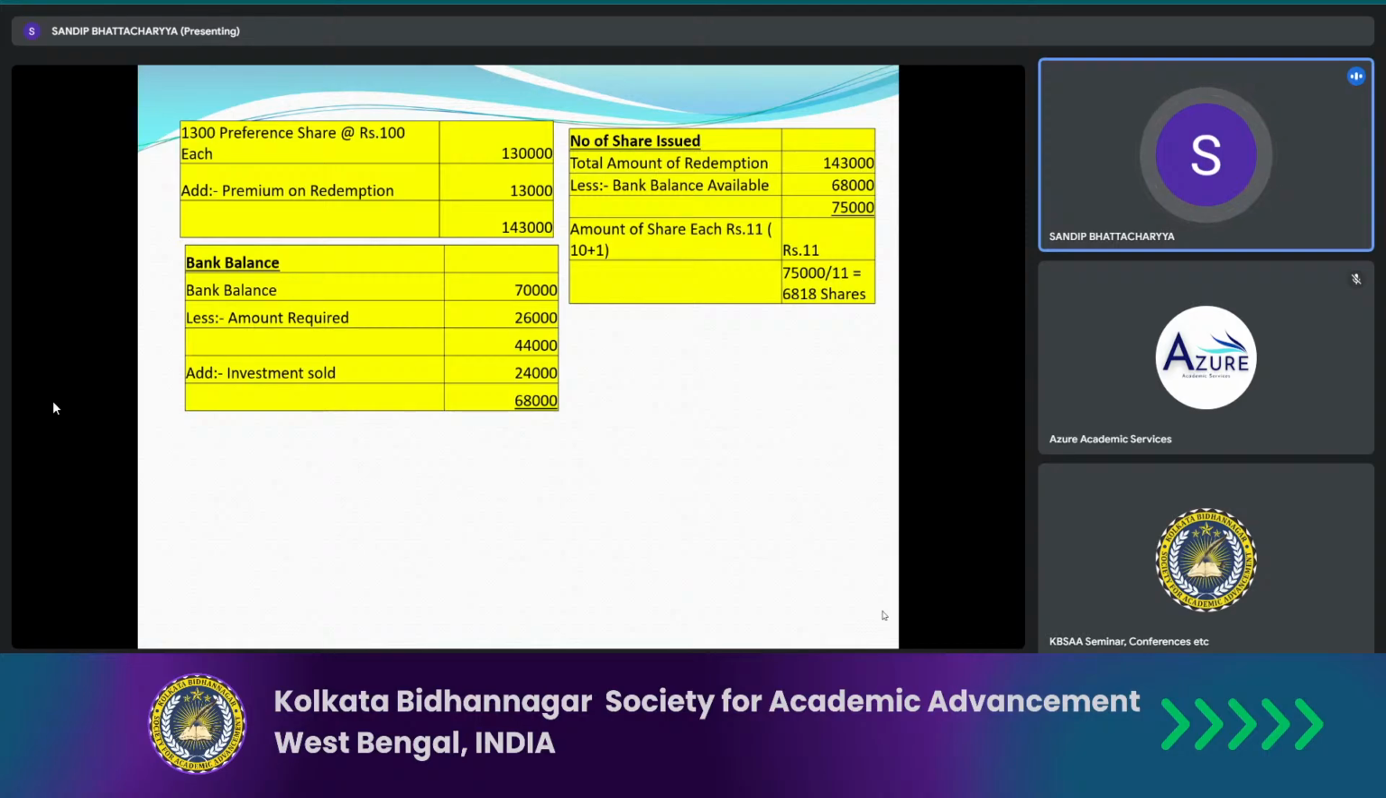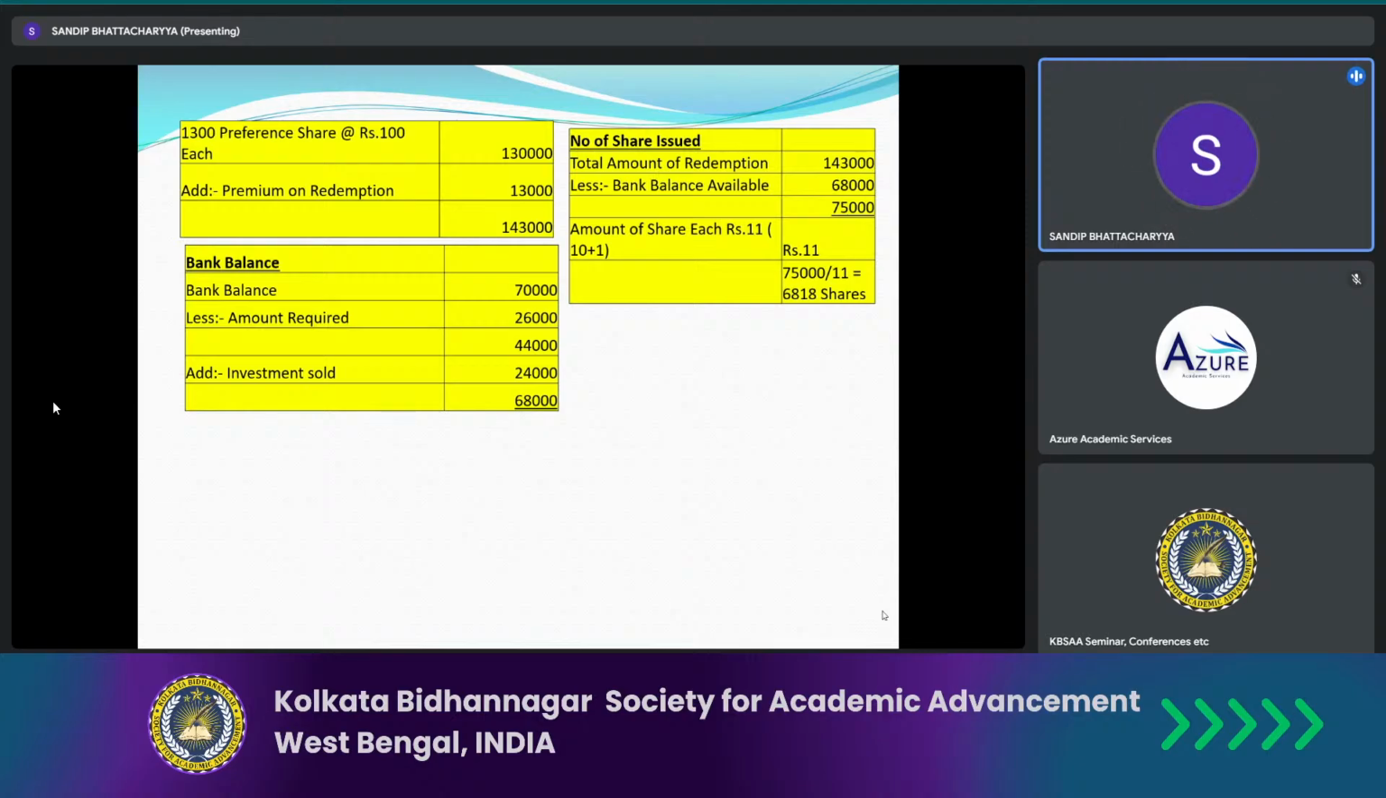How this 1,43,000? 1300 preference shares into rupees 100, that is the face value, 1,30,000. Premium on redemption is 10%, that is 1,30,000 into 10%, that is 13,000. So 1,30,000 plus 13,000 equals 1,43,000. Less bank balance available, that you can see in my working note number 2, the bank balance available is 68,000. So 1,43,000 minus 68,000 is 75,000.